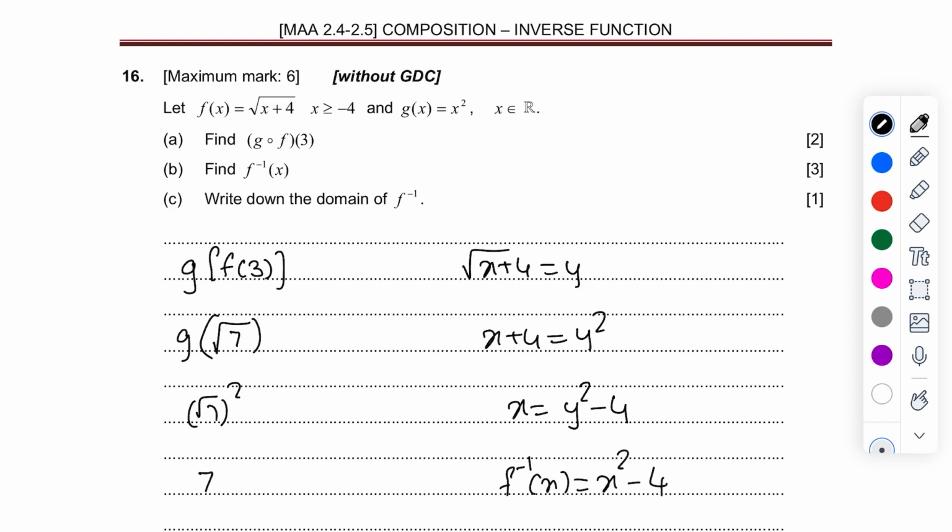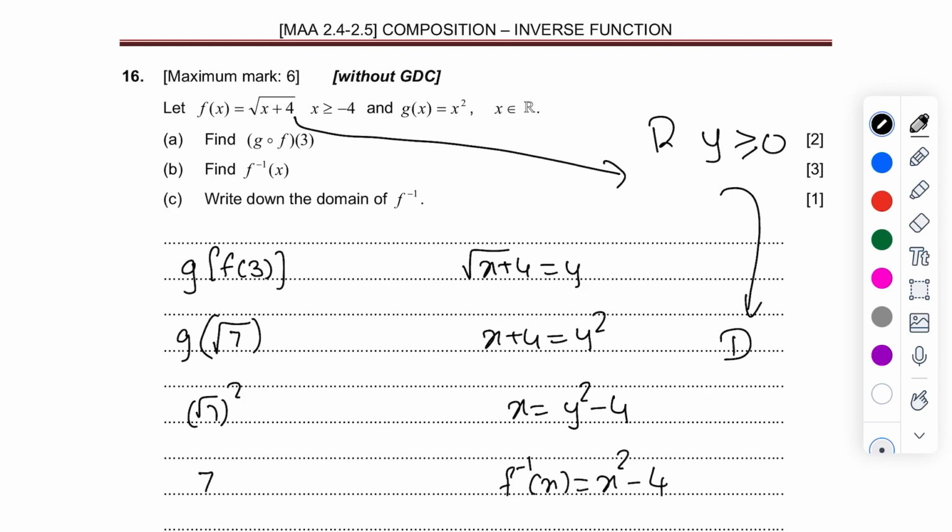What is the domain of f inverse? The domain of f inverse will be the range of f. A square root is always a positive number, therefore the range of f is y greater than or equal to 0, which will be the domain of f inverse, which is x greater than or equal to 0.